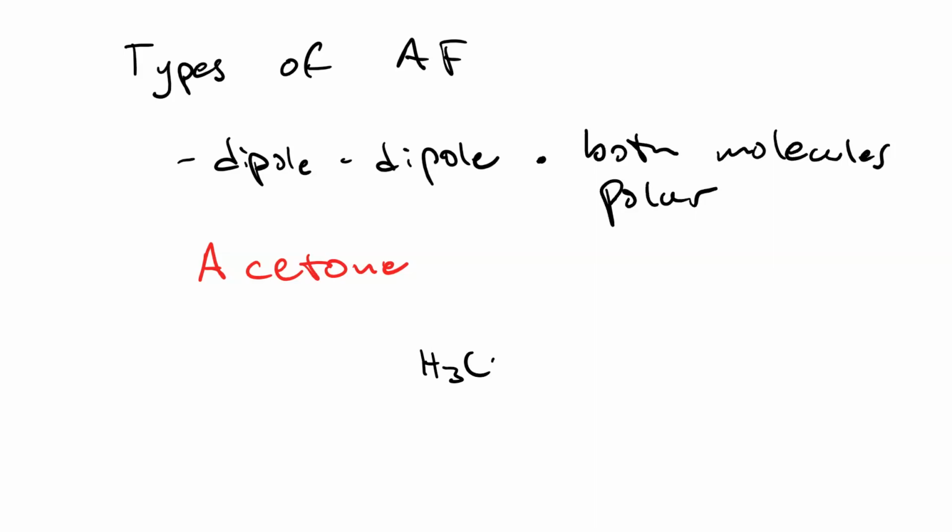Acetone's molecular structure is trigonal planar around the central carbon atom. And the molecule has one polar bond between C and O. So there's your bond dipole pointing from the carbon toward the oxygen, which means you have a partial negative charge on the oxygen end and partial positive on the carbon.